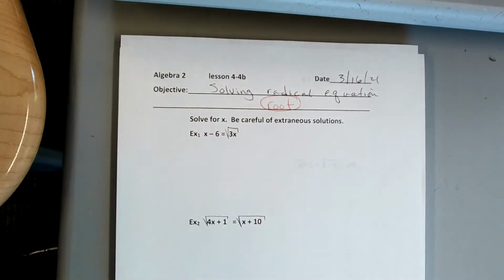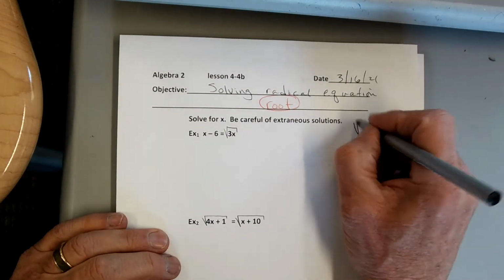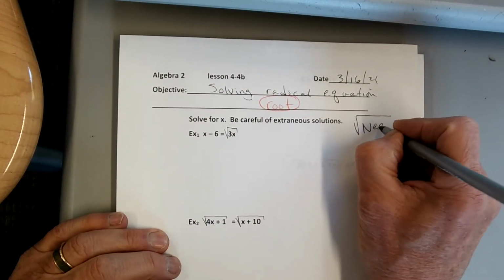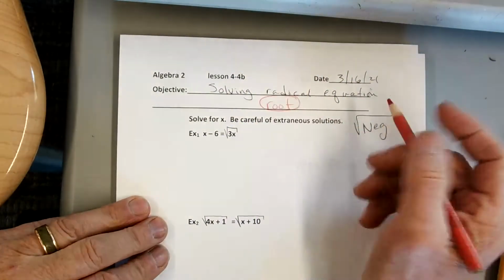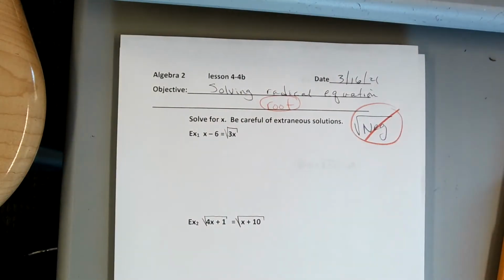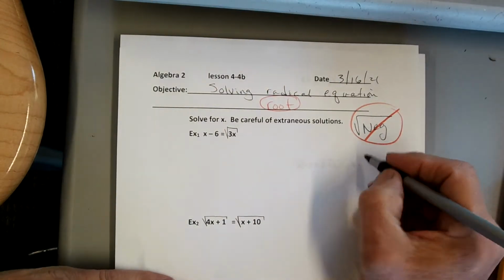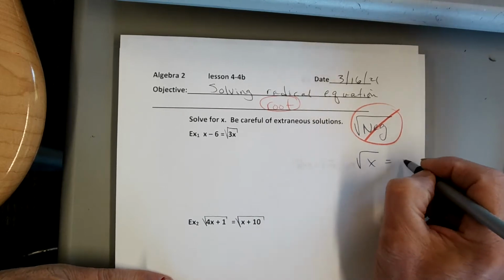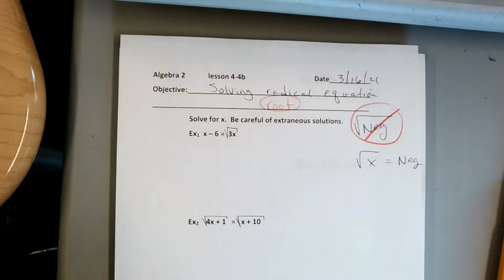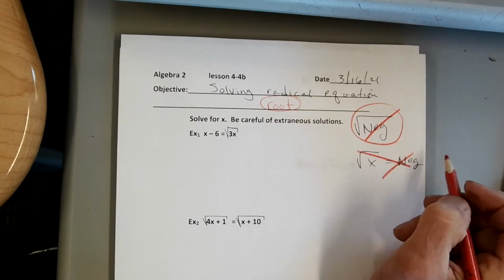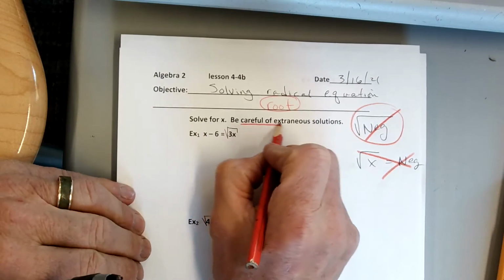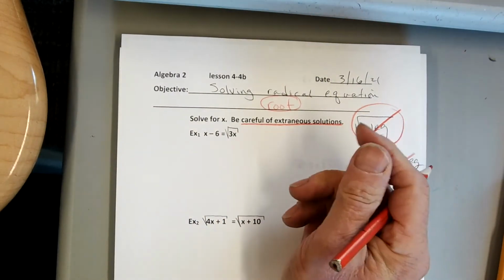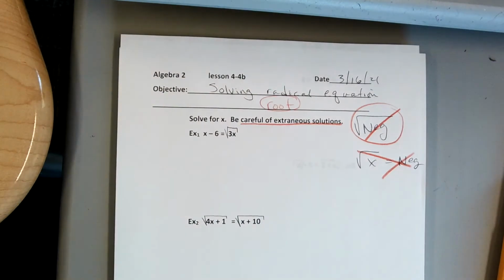We did learn yesterday 2 things. One, we cannot take the square root of a negative number. All right, that's bad. Can't do that. And we can't have the square root of some value equal a negative either. Okay, that's not good either. And so what we do is we check our answers. So it says be careful of extraneous solutions. The extraneous solutions are the answers that won't work. And then how do we do that? Well, we just check our answers, okay?